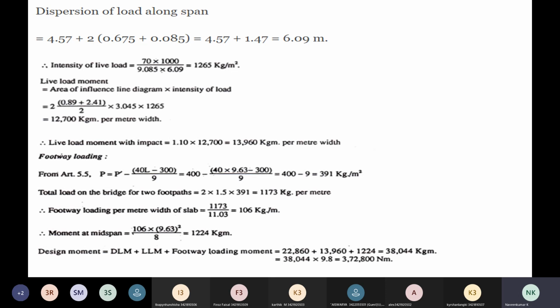You are converting from kg meter into newton meter. For that you have to multiply by 9.8, so you will get the design moment, the final intensity, as 3,92,800 Newton meter. That is the final moment intensity due to the dead load, the live load, and the footway path load.